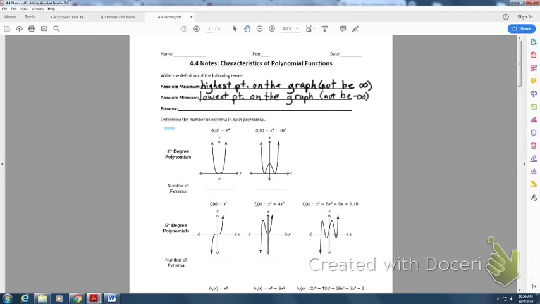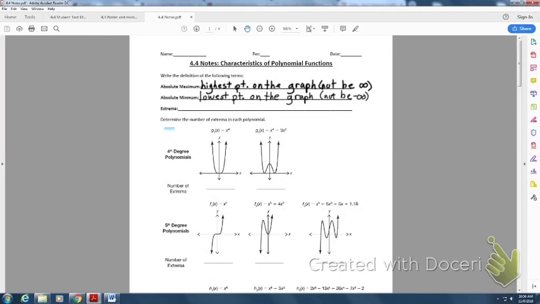We've talked about whether a vertex is a maximum or is a minimum. Some of the graphs we may see in this unit, it's not a vertex. All right, you may have something like this, where this is the absolute minimum, and this graph would not have an absolute maximum because your end behavior goes up to infinity.